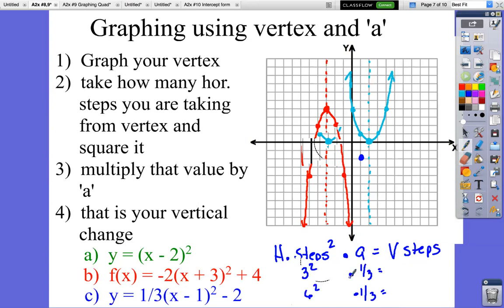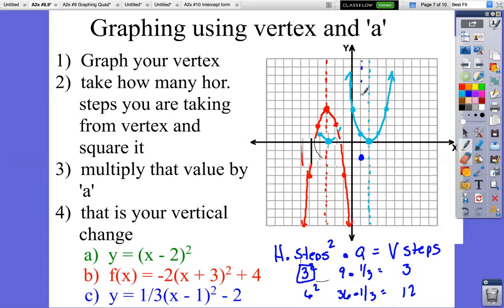Multiples of the denominator every single time. 3 squared is 9. 6 squared is 36. 9 times 1/3. 9 times 1 is 9, divided by 3 is just 3. 36 times 1 is 36, divided by 3 is 12. So if I take 3 horizontal steps, I take 3 vertical steps.